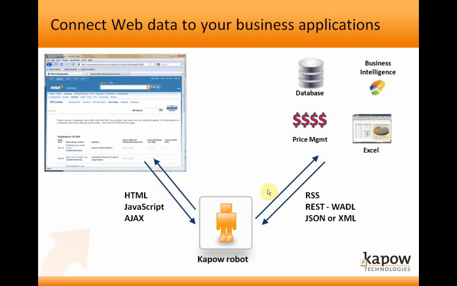In this example, accessing IPO data, but you can think about the Kapow robot can access any data on the web. It can be your competitors' pricing information on their website. It can be financial research data from your Hoover's account. It can be government filings, or anything you see in a web browser, even behind security, even behind logins, can now be accessed automatically. So let's see how we do this.